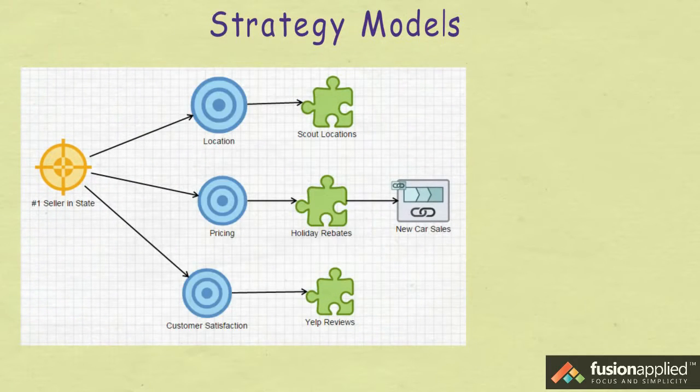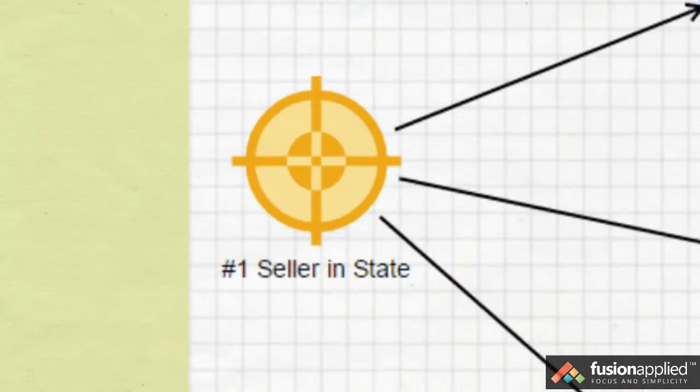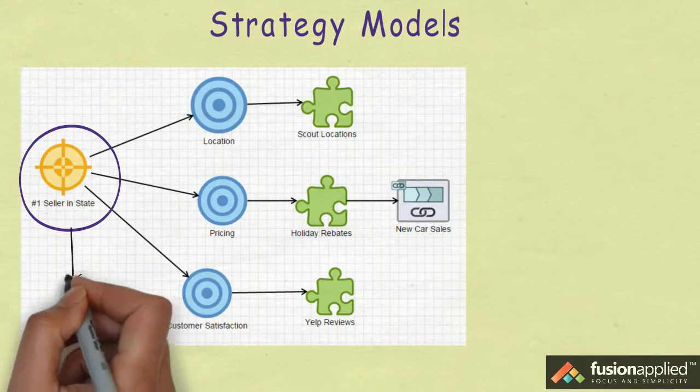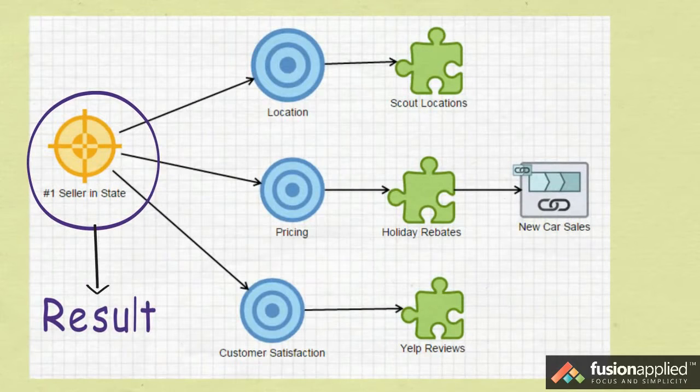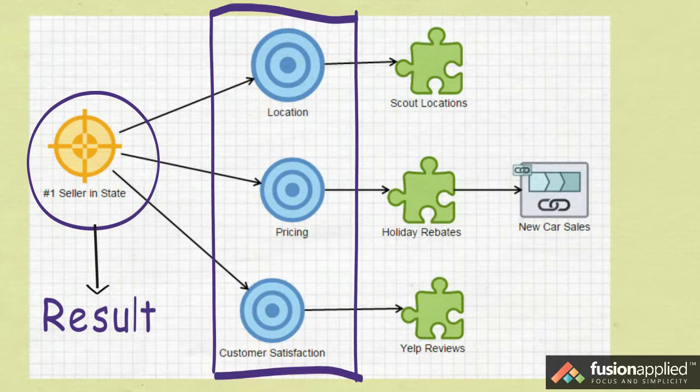Strategy models help to define the goals of an organization and then to break a goal down into low-level business processes and tasks. A goal defines a desired end result. For example, for our auto dealer, the goal could be to become the number 1 seller in the state. A goal can be broken down into one or more objectives. For example, to become the number 1 seller in the state, the objectives could be to choose a good location, have competitive pricing, and have the highest level of customer satisfaction.